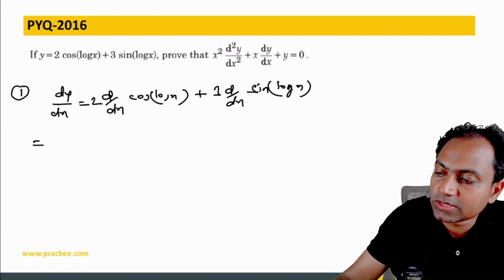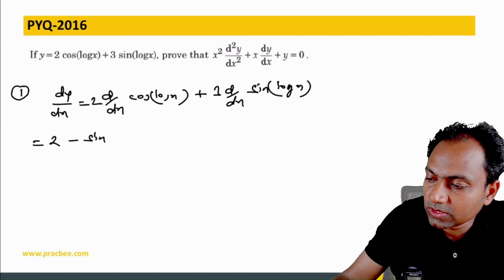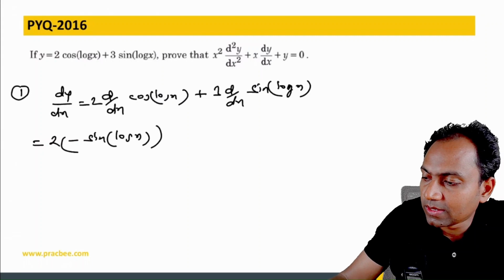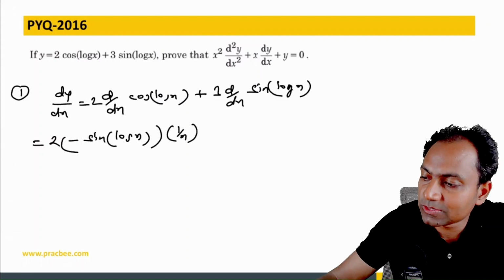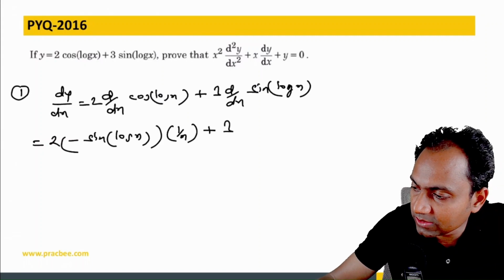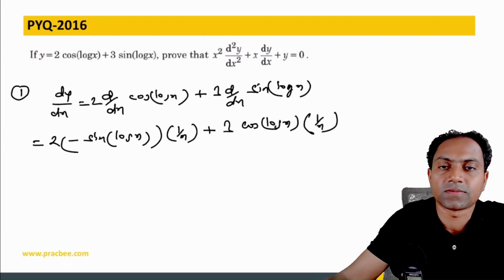If I do this, I will have to apply the chain rule, so this becomes minus of sine of log x, and the derivative of log x is nothing but 1 by x, so we have used the chain rule. In the next part also we'll have to do the same. Differentiation of sin x is cos, but instead of x there is log x, so we'll write log x. And then differentiation of log x, that is 1 by x.